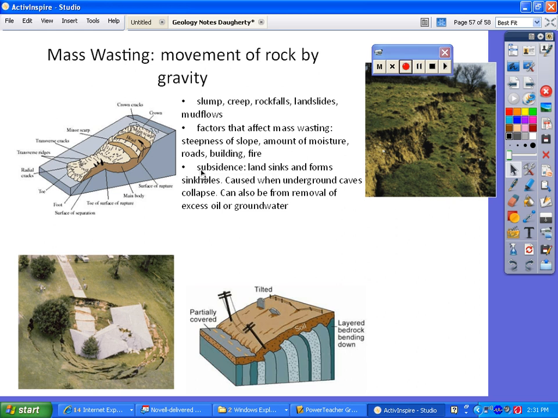And then subsidence, this is a really good picture of subsidence. Subsidence is when you have sinks, like sinkholes that have formed. Oftentimes this happens when we have caves underground, and so you don't have any support system, and the land above it gives in, and it caves in. This can also be, and we've seen an example of the groundwater one earlier, if you're removing too much groundwater or too much oil, that can also cause the land to subside and cave in. So these are all good pictures of landslides, mudslides, subsidence.